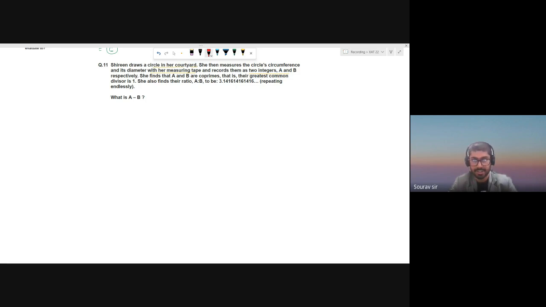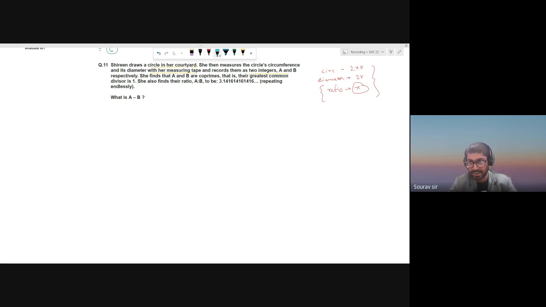So she records the circumference. Circumference is 2 pi r, right? And she also measures the diameter. The diameter is 2r, and she tries to find the ratio. So the ratio would be pi, right? So this is how the ancient people approximated the value of pi. They calculate the circumference, they measure the diameter, and then that's how pi came into being.